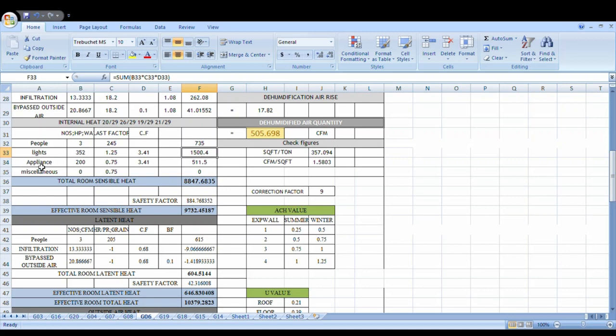You will get this value. And for appliances, you have to take from the electrical department. Otherwise, you can take from the design data book. It is coming 200. This is also constant, this ballast factor for appliance, and this conversion factor. So we'll get these values. I will show you how we have to take this appliance value from the design book.